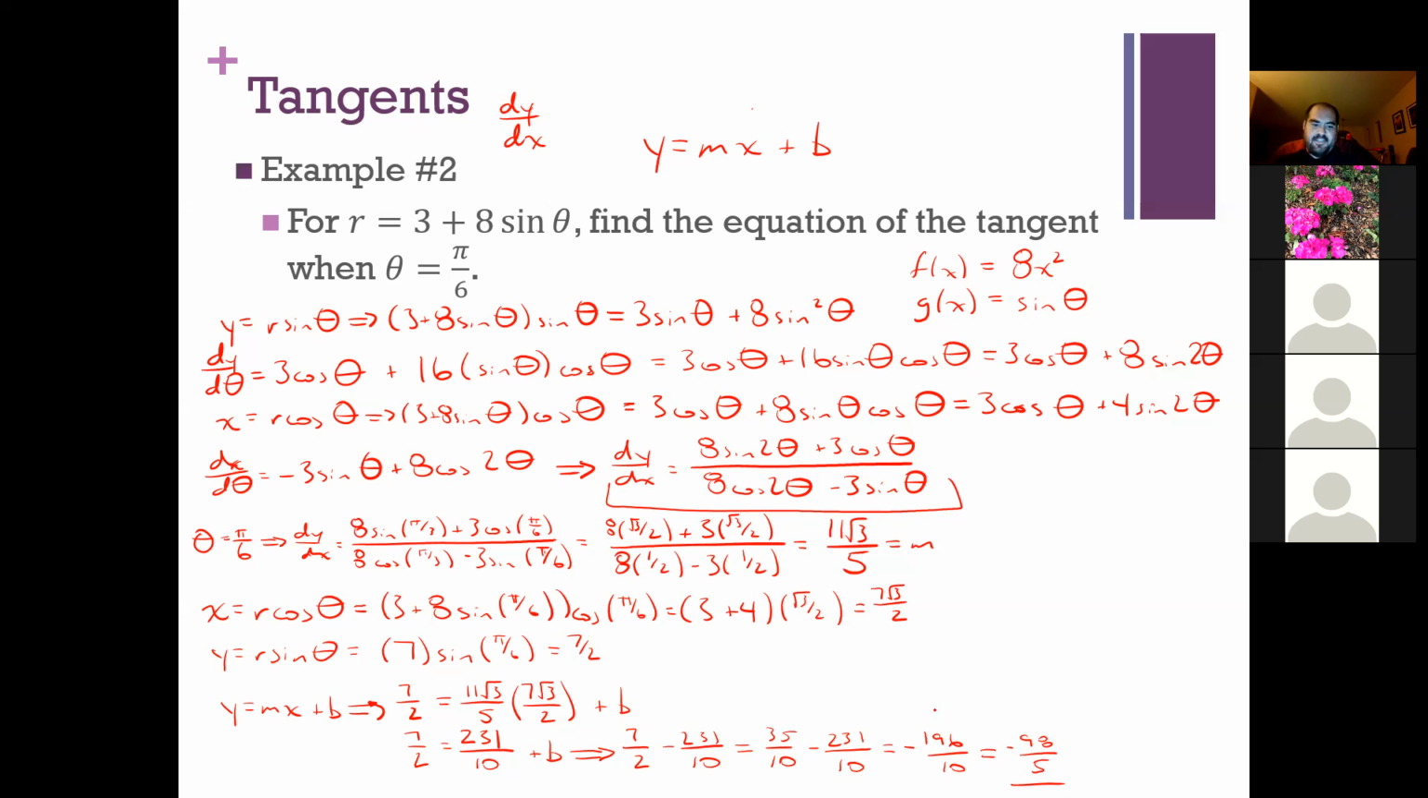So all these nasty numbers to get me to this equation. Y equals, where's my m? 11 radical 3 over 5, x minus 98/5. So kind of a long way to go, a lot of tricky algebra. Anybody have any questions there?